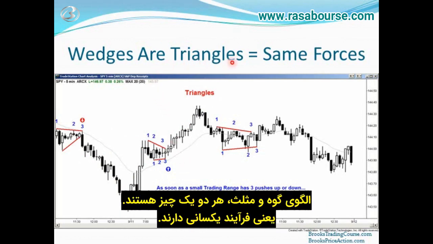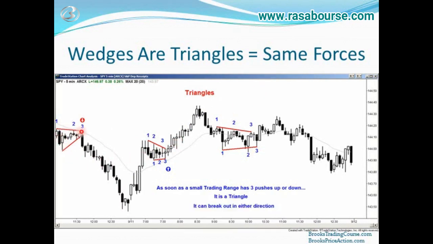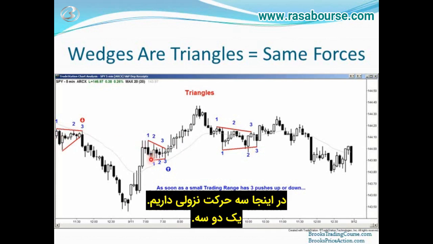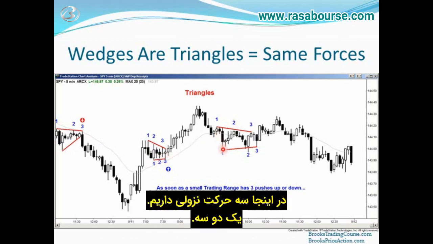Wedges and triangles are the same thing. It's the same process. It's 3 pushes. Here, horizontal, 3 pushes up, it's a triangle. Here, 3 pushes down, 1, 2, and then 3. Triangle, horizontal.